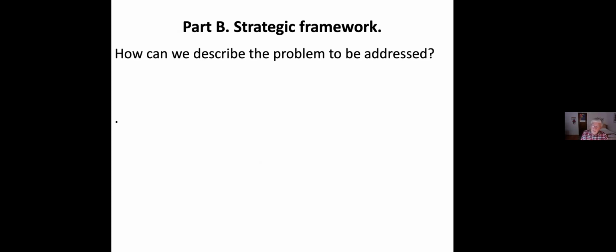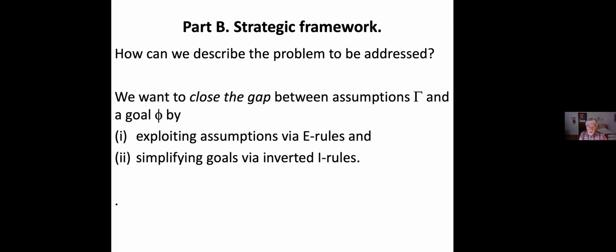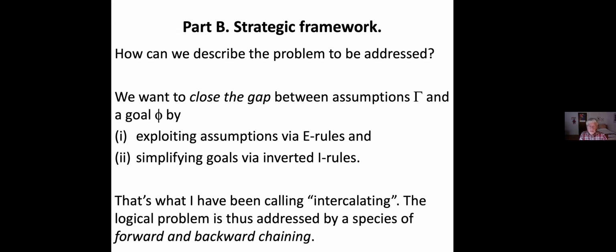So, if you think about it, backward steps are involved when you're trying to prove negations, conditionals, universal generalizations. If you are teaching natural deduction, then those backward steps are, of course, heuristically suggested, but they cannot be properly incorporated into the syntactic natural deduction configurations. So the question is, first of all, how can we describe the problem that has to be addressed? In an informal way, we want to close the gap between assumptions gamma and a goal phi by exploiting assumptions via elimination rules and simplifying goals via inverted introduction rules. That's what I have been calling intercalating. The logical problem is thus addressed by a species of forward and backward chaining.